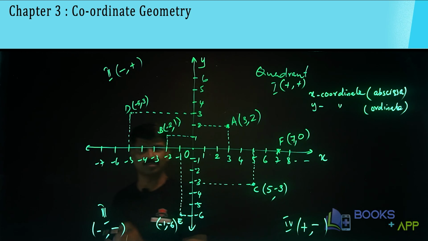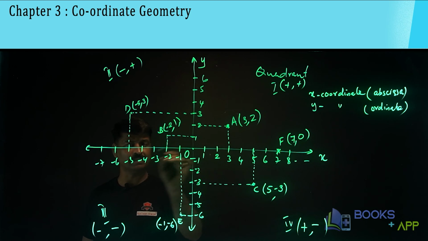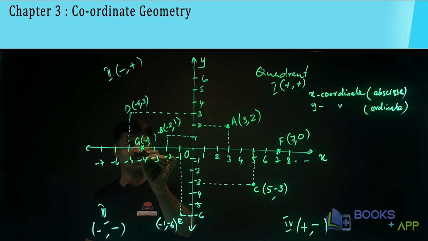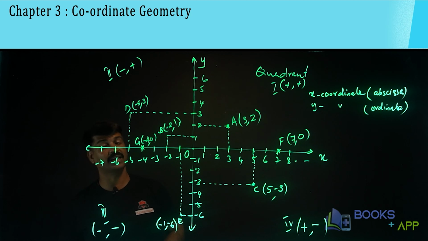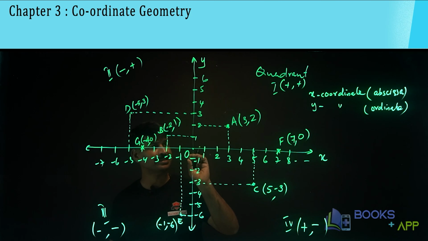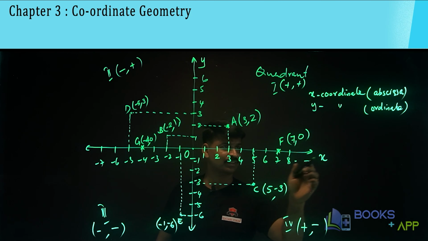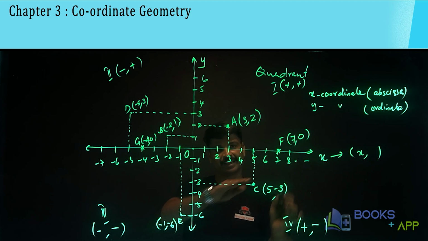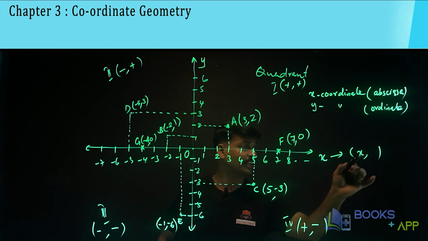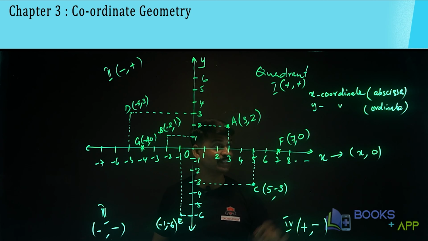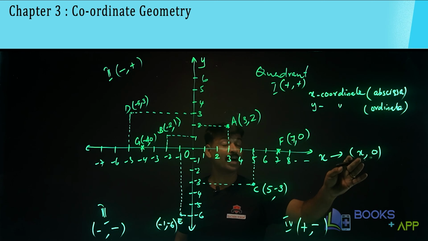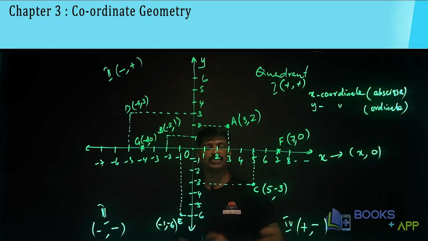Now let us take one more example. See, F we have taken. What is the coordinate of G here? X coordinate is -4. What is the y coordinate? 0. So it is -4, 0. So if you take any point on x-axis, its coordinate will always be of the form x, meaning any value it can take on the x-axis, but its y coordinate will always be 0. So any point on x-axis can be represented as x, 0 because its y coordinate will always be 0.